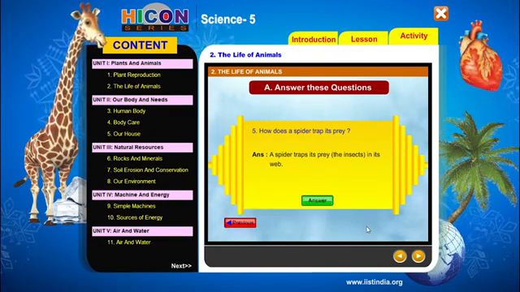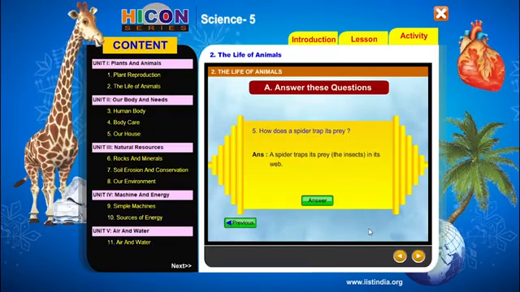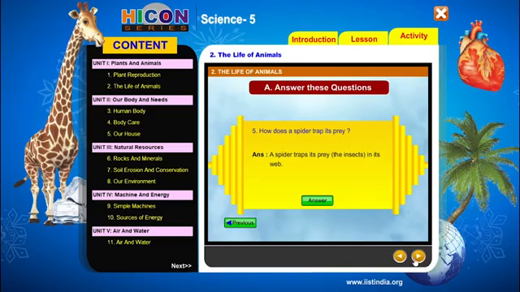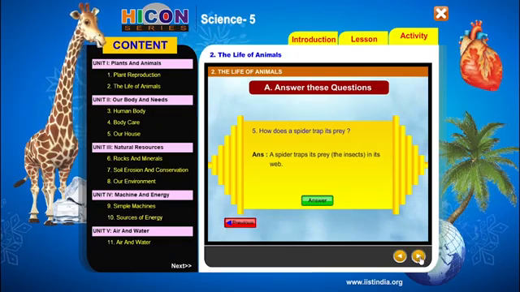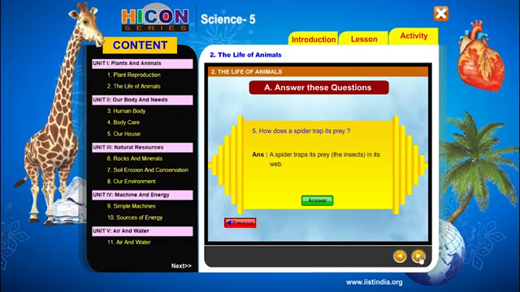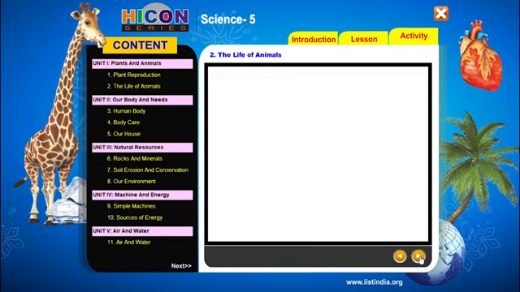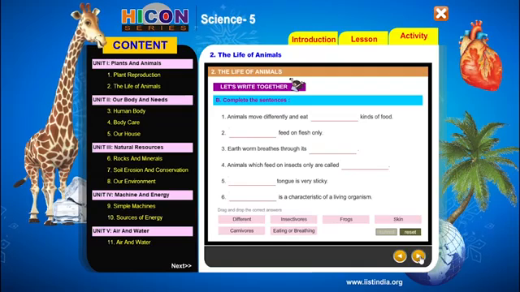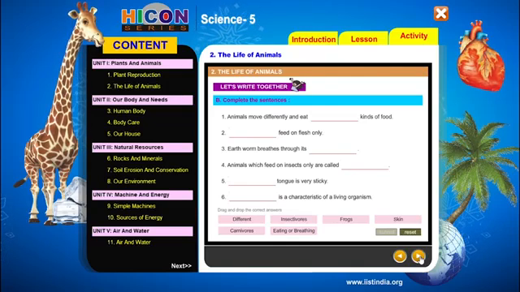See the next part in this activity section. So the answer to these questions part is completed. Now let us enter the next part in this activity section. So children, the next part is let's write together. That means complete the sentences.